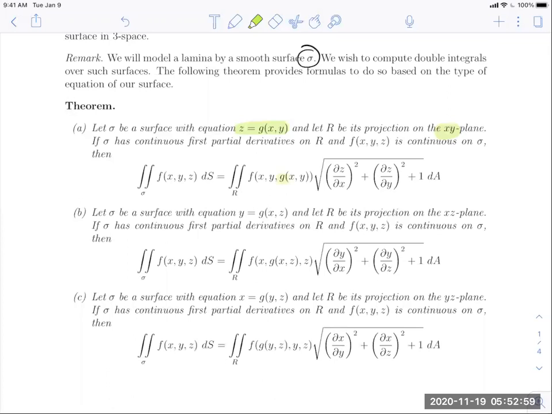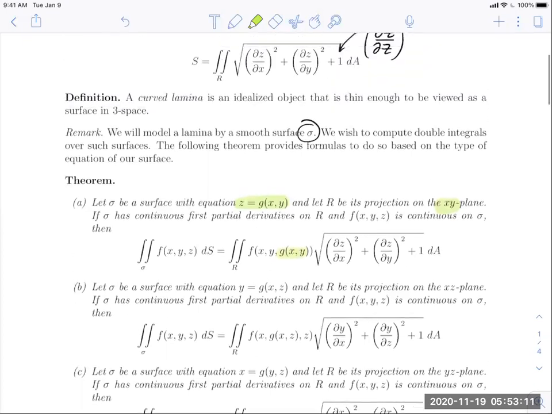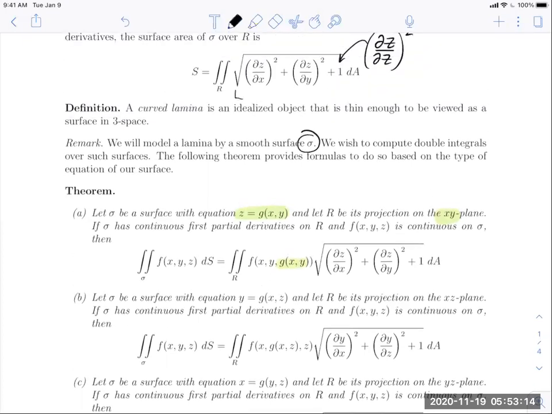notice that z is missing. So we're evaluating our function f at that g of x, y function. And then we still have this integrating factor that's exactly the same as what we saw up here when we were computing surface area. So again, I'll emphasize, we take the partials in x and y, z is missing in all of this equation. So when we're computing these equations, I will refer to this term as the integrating factor.